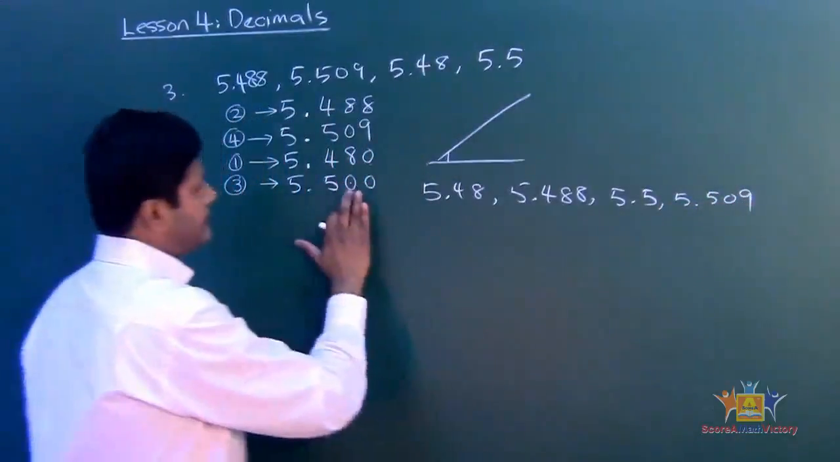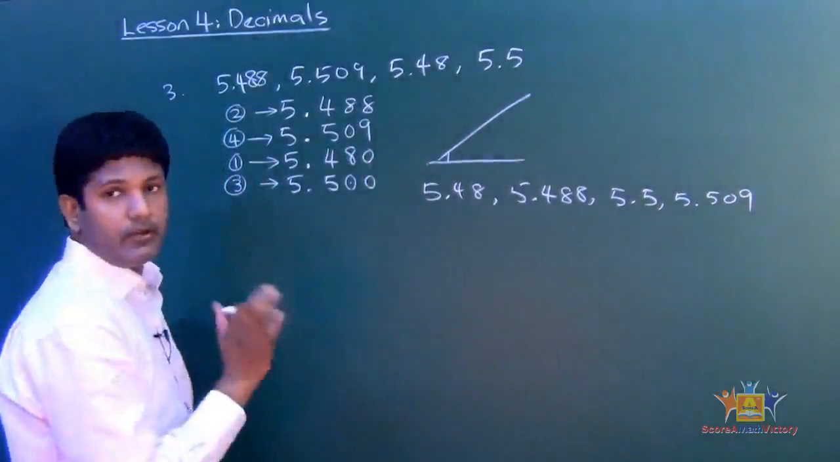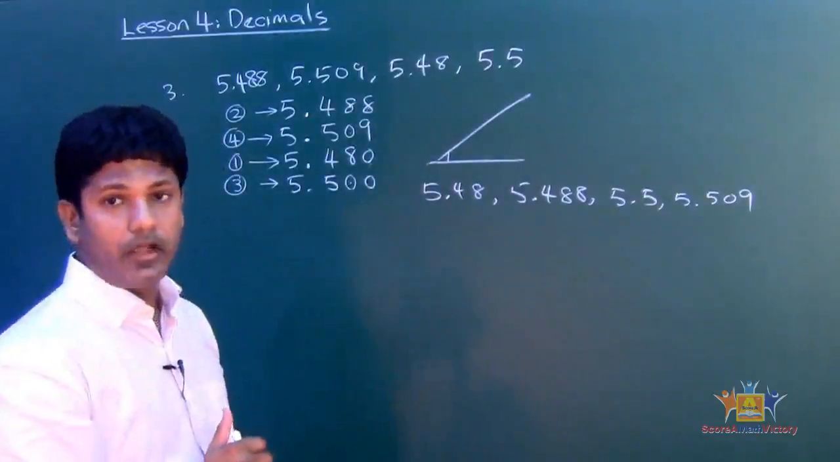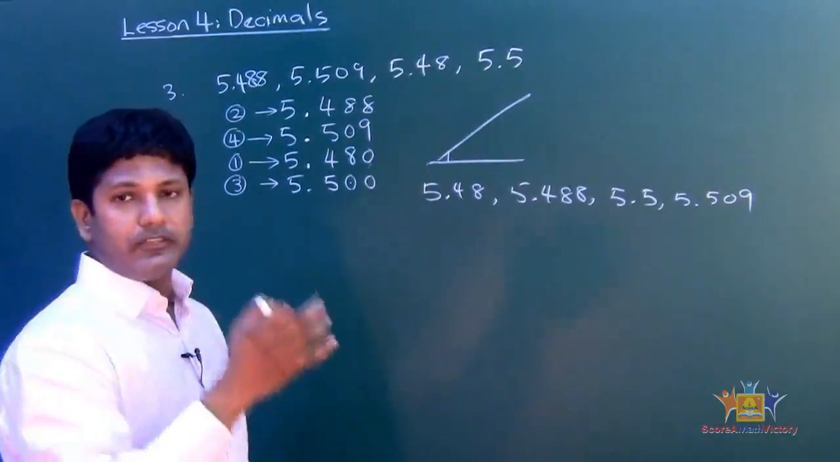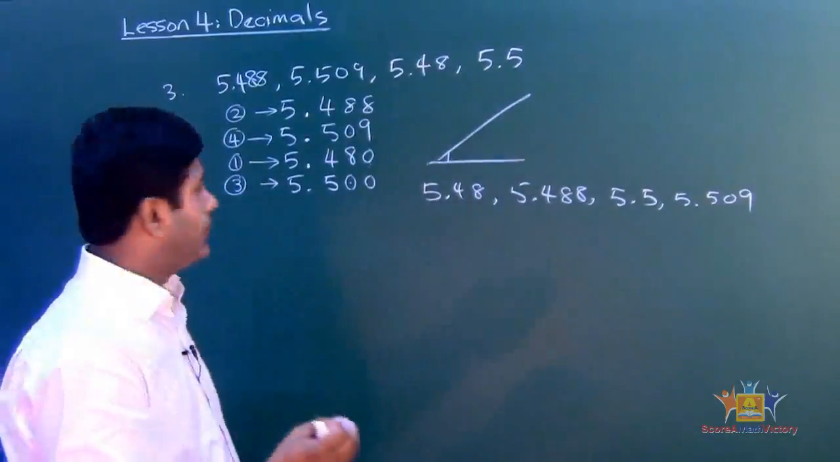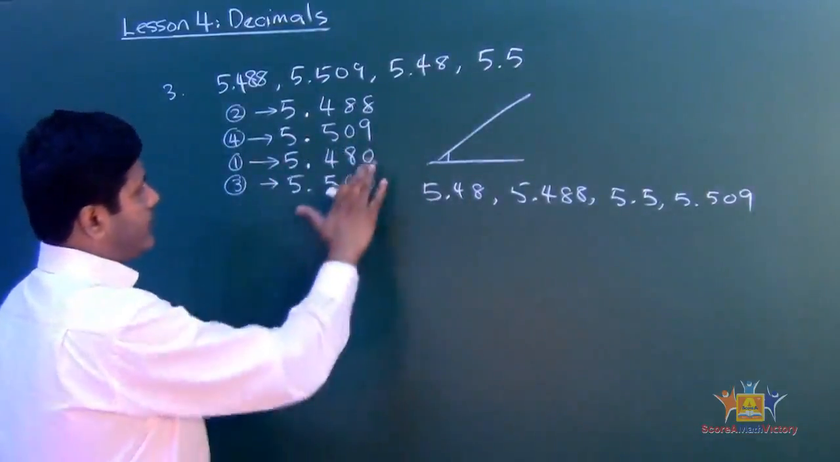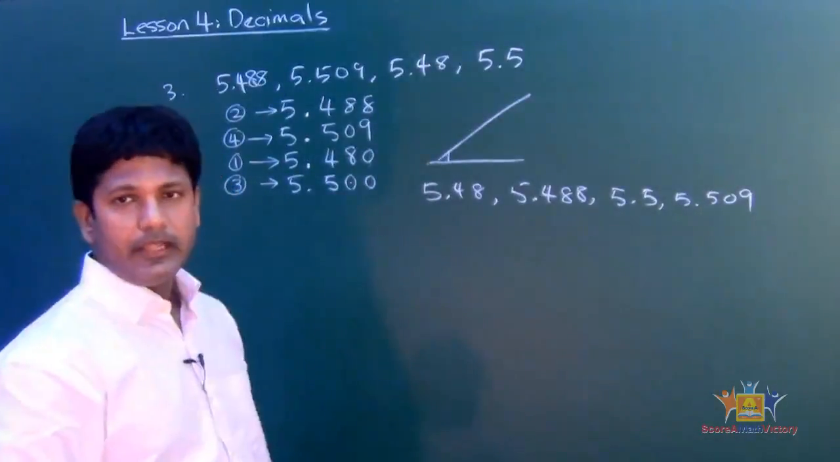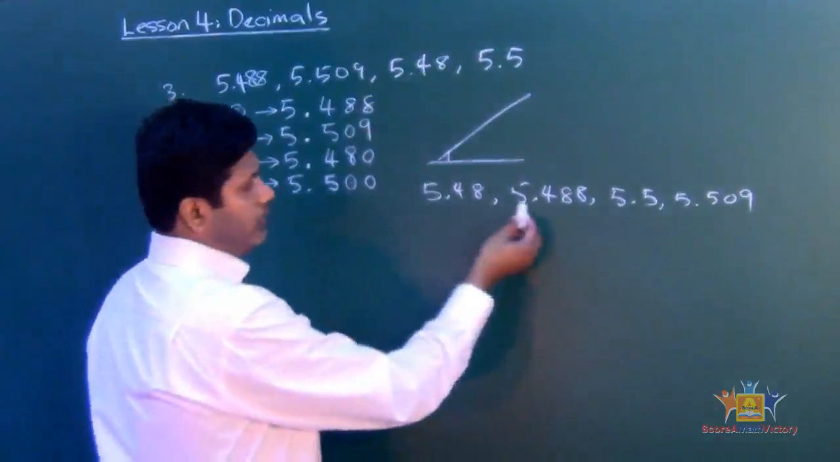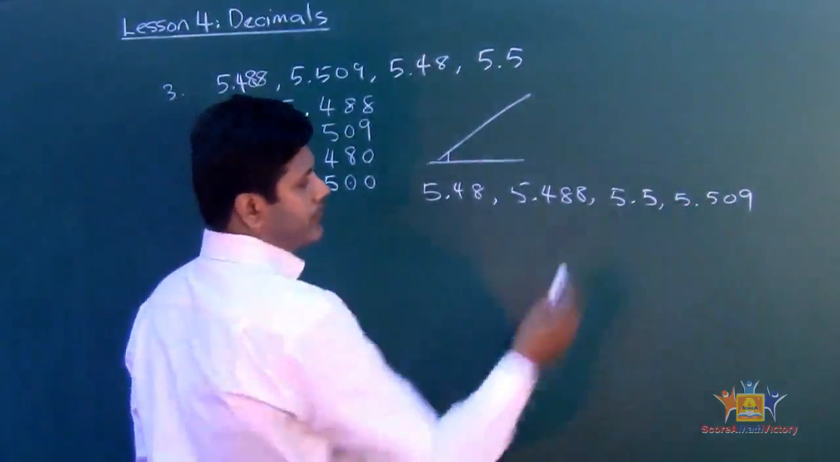5.509. I'm talking about these zeros, okay? Not that 0. That's very important. That one has a very significant value to it. It decides the place value of the next digit, so you can't drop that. Only this one you can drop. Okay, good. We arranged it in increasing order: small, and then bigger, bigger, biggest.